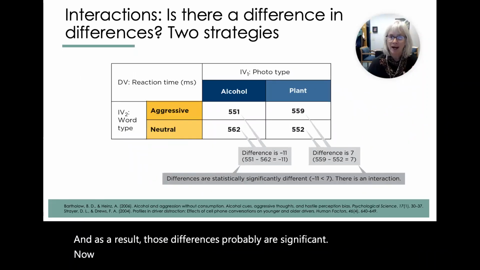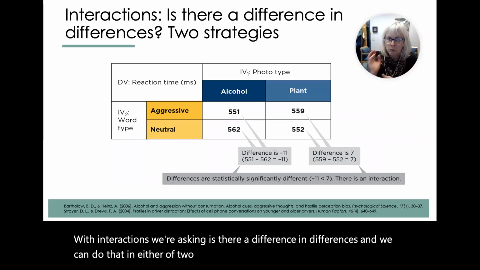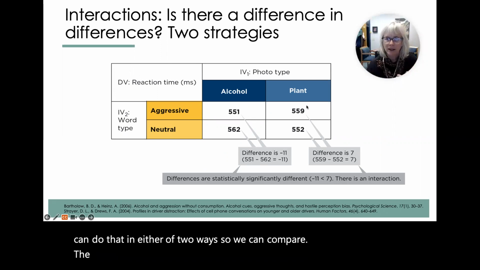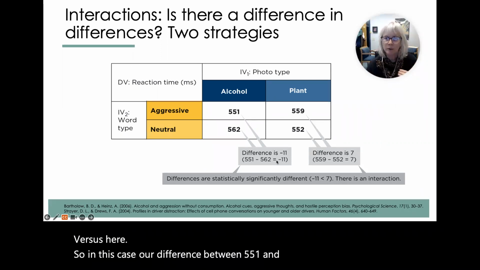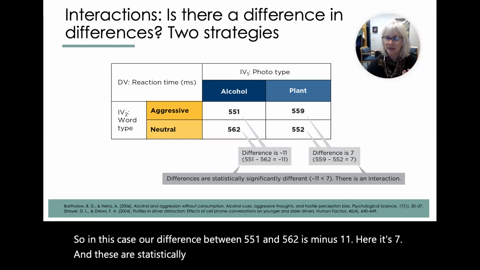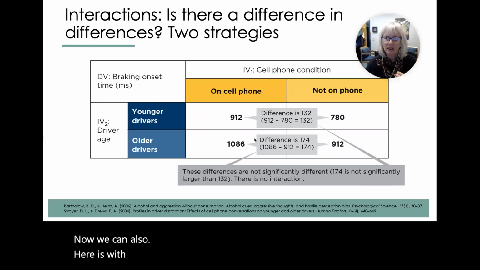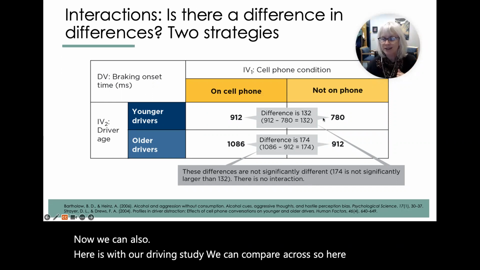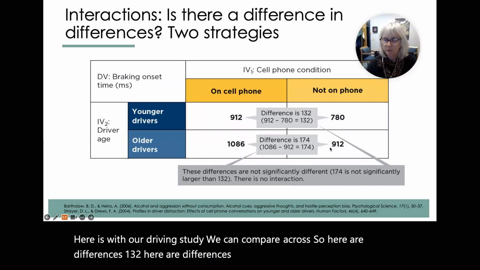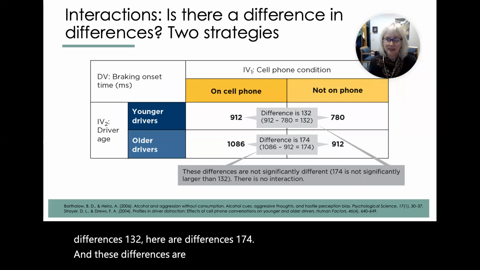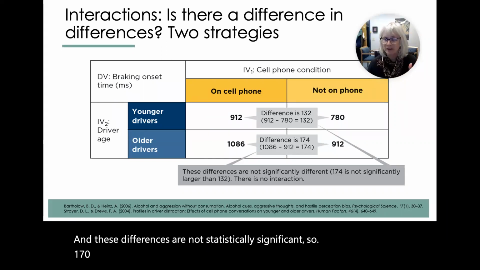Now, with interactions, we're asking, is there a difference in differences? And we can do that in either of two ways. We can compare the differences here versus here. In this case, our difference between 551 and 562 is minus 11. Here it's 7. And these are statistically significant. Now we can also, here with our driving study, compare across. Here the differences are 132, here the differences are 174. And these differences are not statistically significant. So 174 is not significantly larger than 132. We don't have an interaction here.